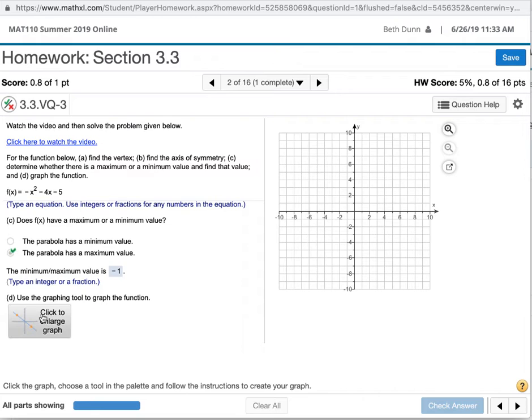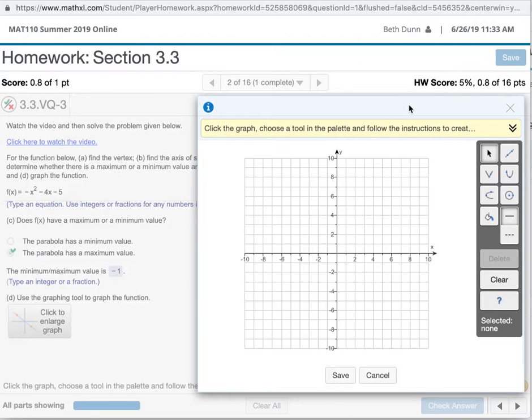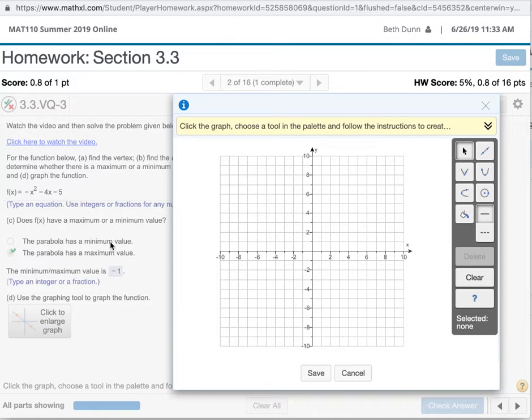So the first thing I'm going to do is click to enlarge because that pulls up this palette of tools. Let me move this over so we can see it. I don't think you're going to be able to see the vertex. It's hidden now, but remember the vertex was negative 2, negative 1. So the first point that we have to plot is that vertex.